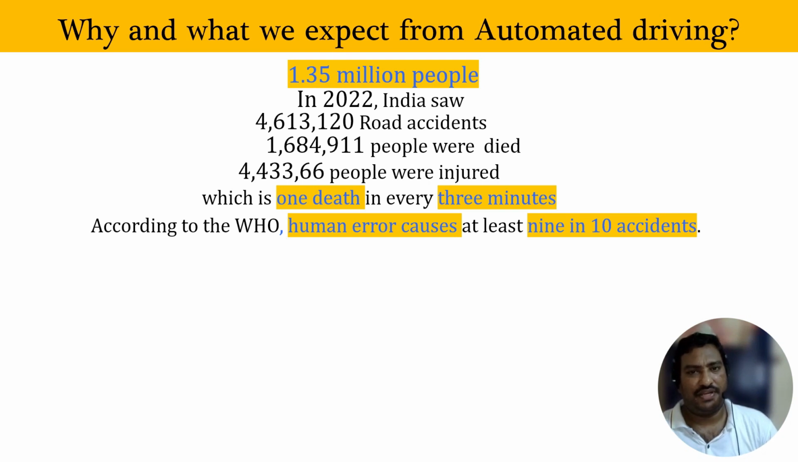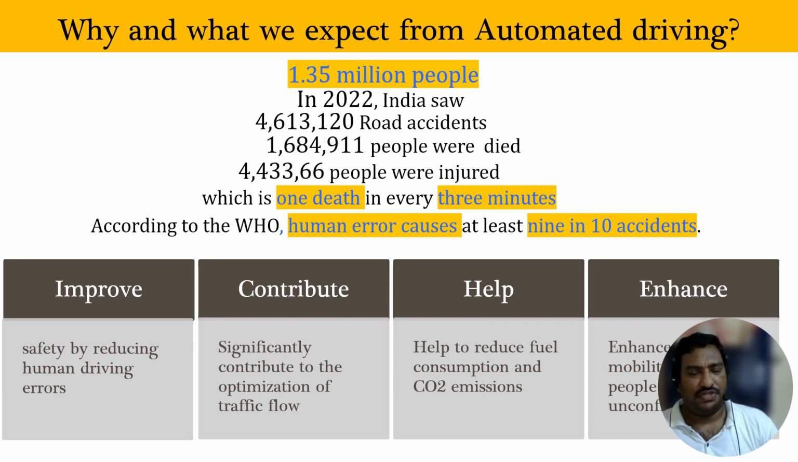When we implement autonomous driving, what is going to happen? What will an autonomous vehicle do? An autonomous vehicle will improve safety by reducing human driving errors, and it significantly contributes to the optimization of traffic flow. It also helps to reduce CO2 emission, and it enhances the driving ability of elderly people and unconfident drivers.